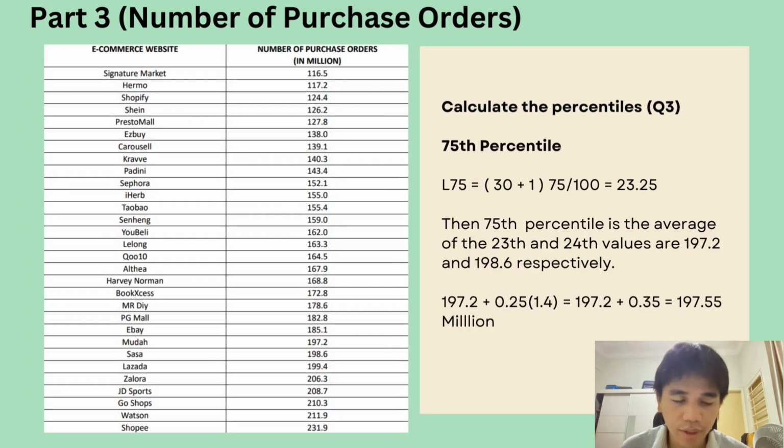Then for the third percentile, it's going to be 30 plus 1 times 75 over 100, which is equal to 23.25. The 75th percentile is the average of the 23rd and 24th values, 197.2 and 198.6 respectively. Then it's going to give us 197.2 plus 0.25 times 198.6 minus 197.2, which is 1.4, equal to 197.2 plus 0.35, and the answer is going to be 197.55 million.